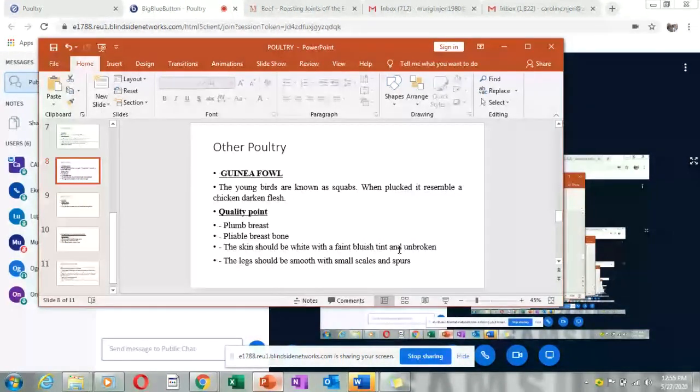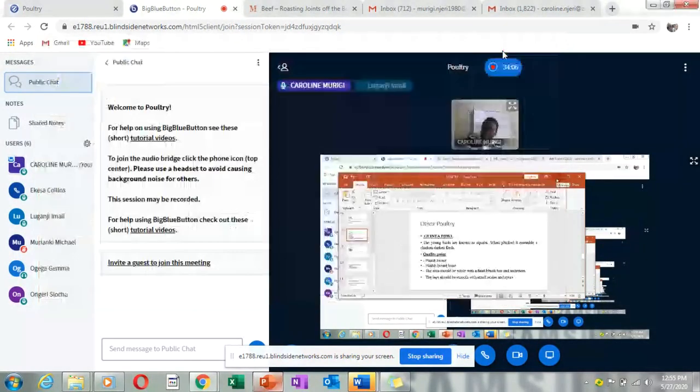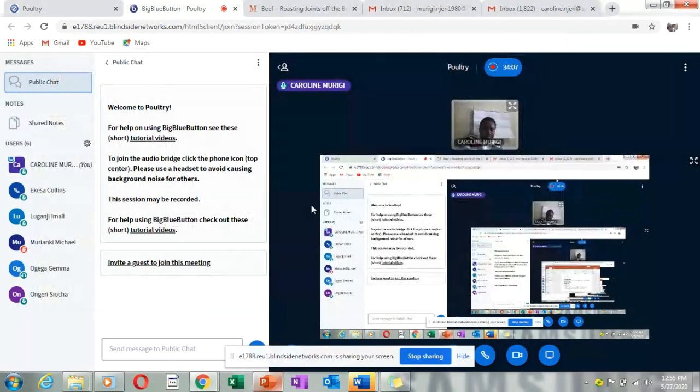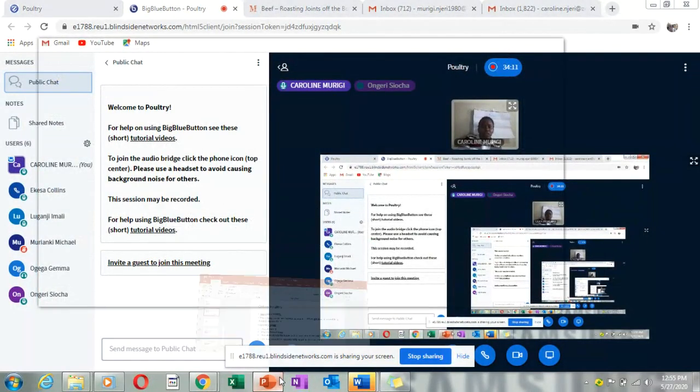Then the legs should be smooth with small scales and spurs. So the guinea fowl quality points are just like those of a chicken. Yes. Then of course we can look at maybe that of ducks.